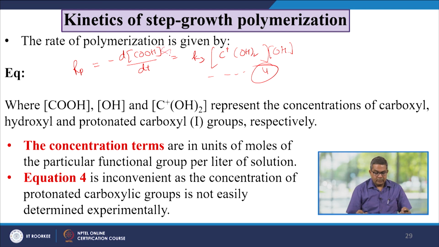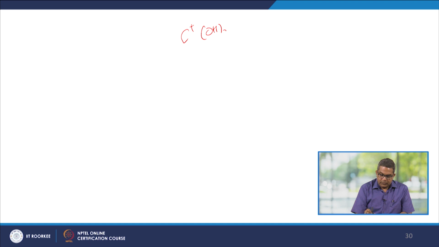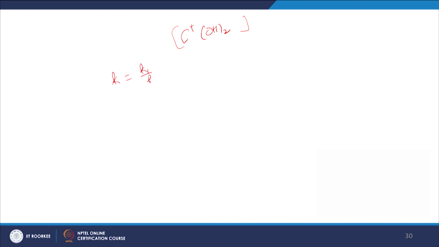Now, here this is the concentration of COOH, OH, and this one represents the concentration of carboxylic, hydroxyl and protonated carboxylic group respectively. The concentration terms are in units of moles of the particular functional group per liter of solution. Now, this particular equation is inconvenient as the concentration of protonated carboxylic group is not easily determined experimentally. So one can obtain a more convenient expression for this Rp by substituting this group from the equilibrium expression for a protonation reaction. Now let us talk about this equation, K1 over K2. This is equal to the concentration of C+(OH)2 over the concentration of COOH times HA. This is our equation number 5.